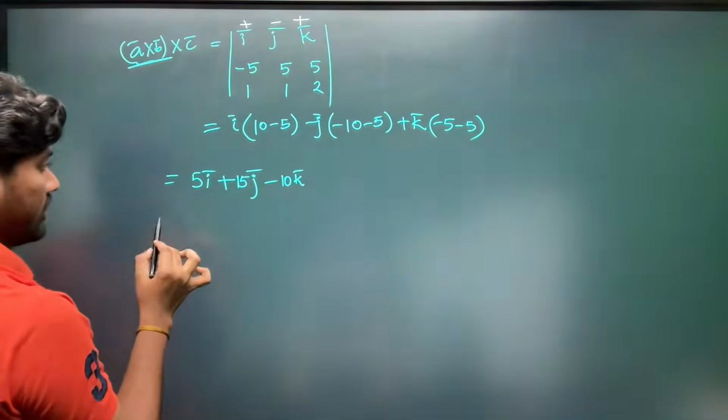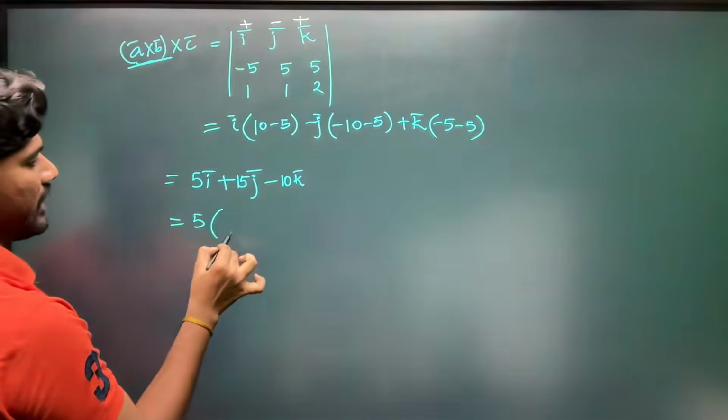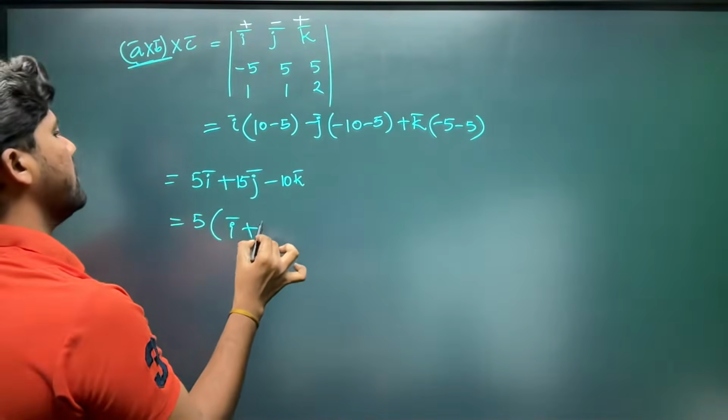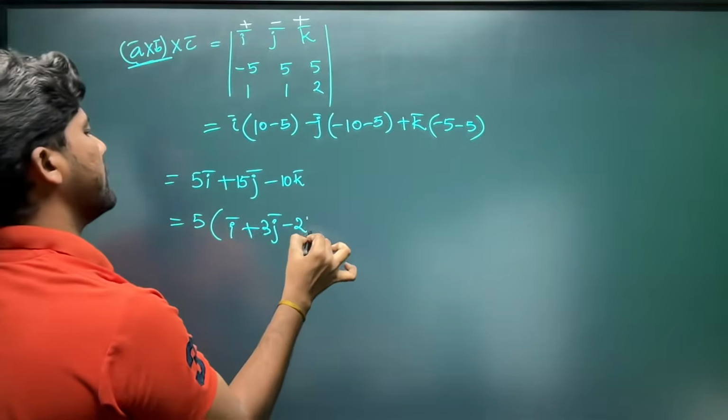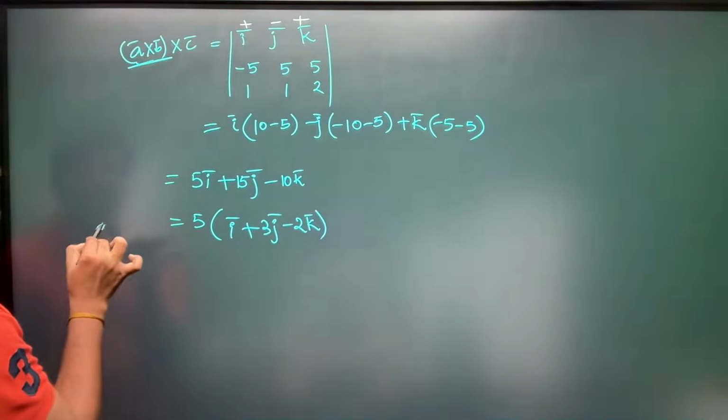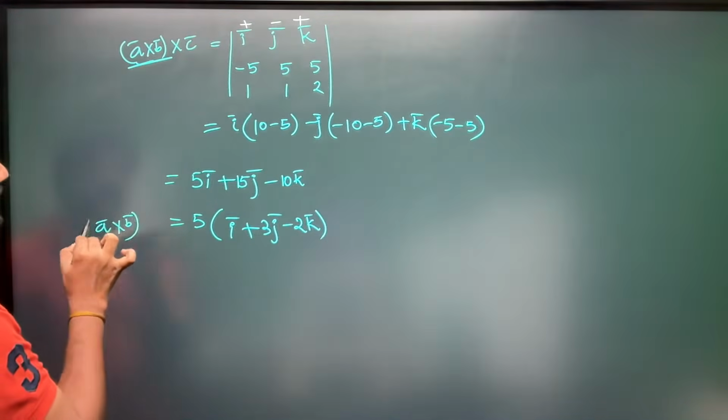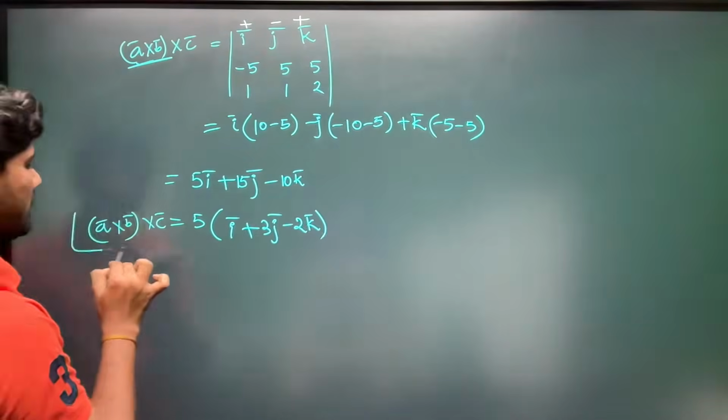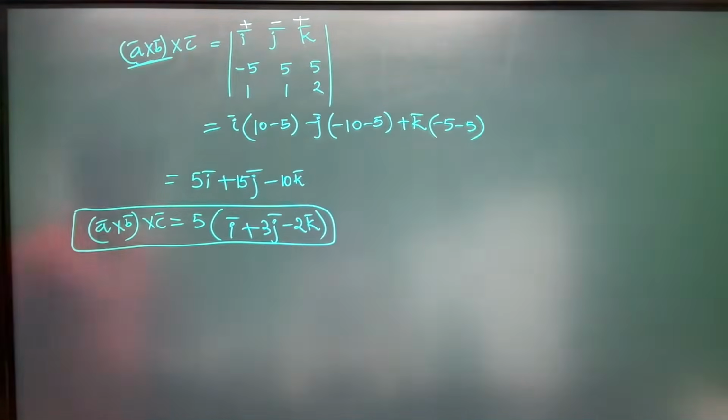So now here also we can take 5 common. Taking 5 common, we get i bar plus 3j bar minus 2k bar. So this is a bar cross b bar cross c bar. This is the value of this vector triple product.